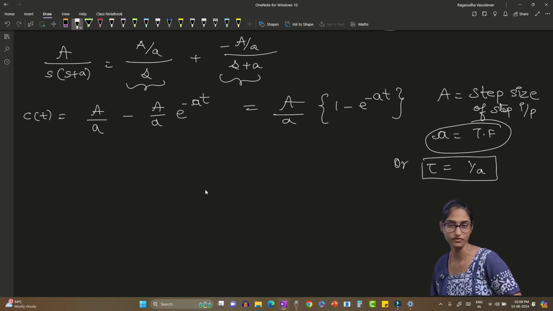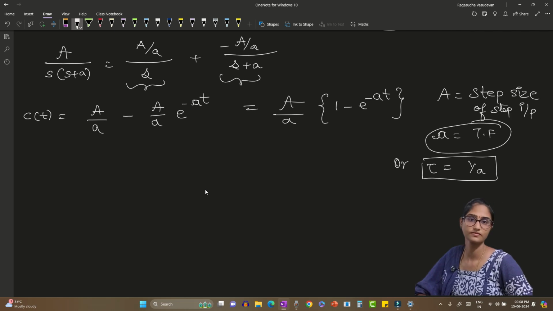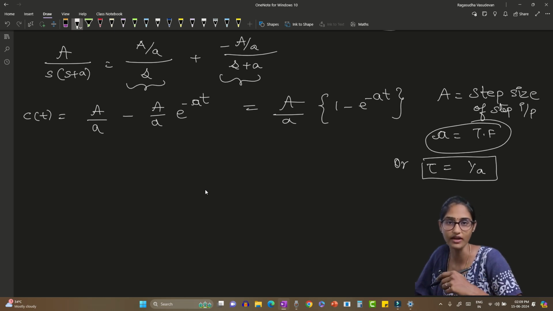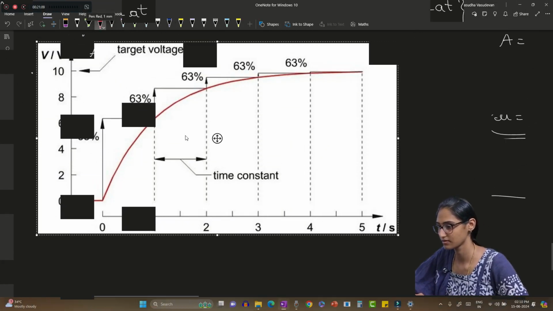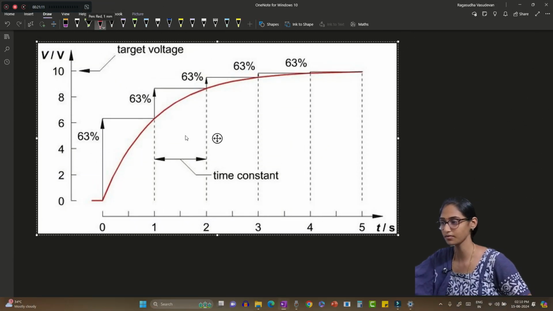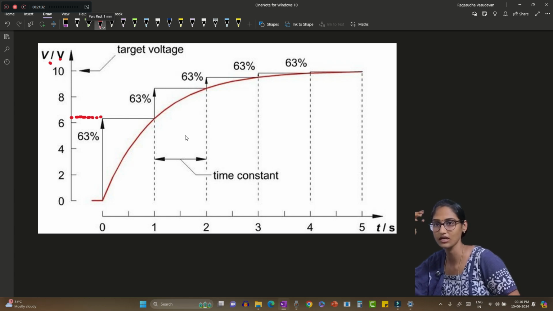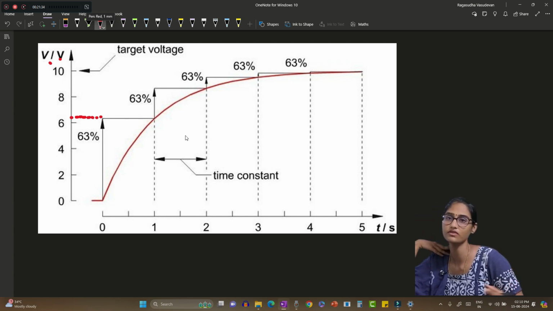What is the time constant of a system? The time constant is the time at which the response reaches 63.2% of its output. Look at this table. This shows the response in time domain. V by V is the output voltage divided by input voltage. And this is the response. The red line shows the response of the system. At one time constant, the response reaches 63.2% of the final value.